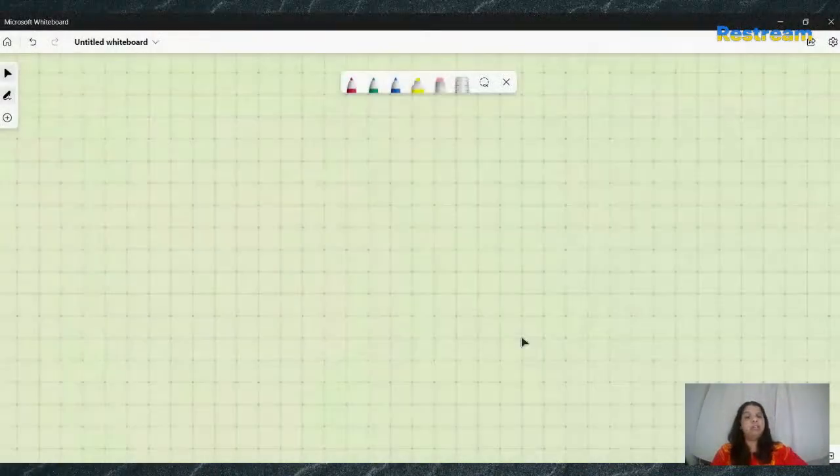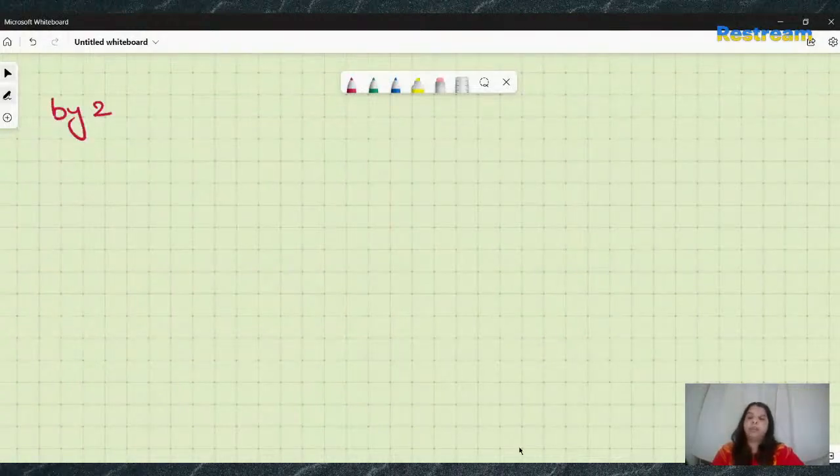Today we will continue with divisibility rules, but before we continue, let's revise the divisibility rules that we did last time. Let me share my screen first and then we will start. The first divisibility rule that we learned was by 2. So how do we know a number is divisible by 2?